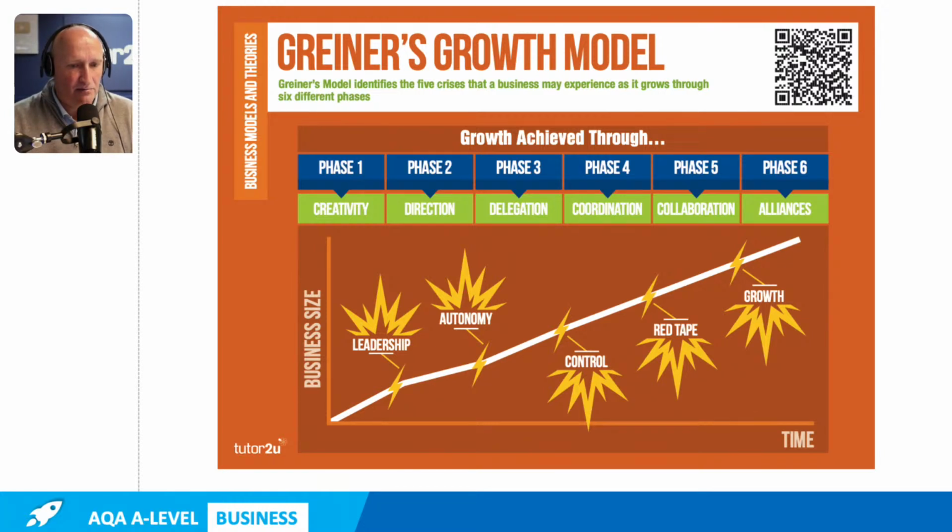Okay, right. I think that's good. We've done Greiner's model of growth. We could spend all day on it. They're all important, but I just think look out for a crisis of leadership. Look out for a crisis of red tape. If something else comes up, don't worry about it. Just apply it, and you'll be all good.